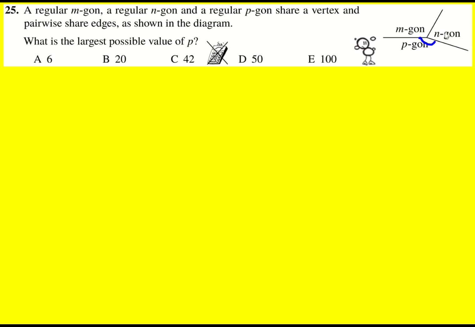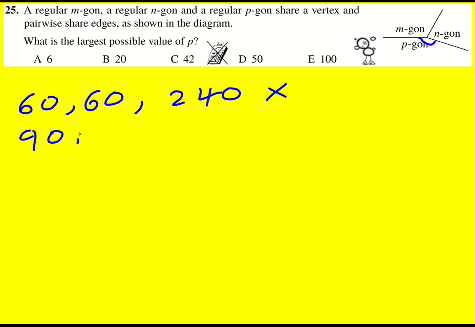Because the smallest that the m-gon could be would be an equilateral triangle. Then you'd get 60, and then the same for the n-gon, you'd get 60 again. But that would mean the p-gon has an angle of 240, and that's not possible because the maximum it can be is 180. But it's a good starting point. Clearly, 60 and 90 will also give something that's more than 180, and 90 and 90 will as well. But that's kind of like the cutoff.